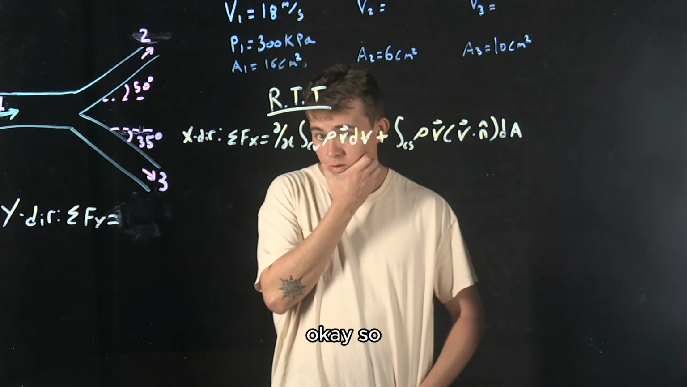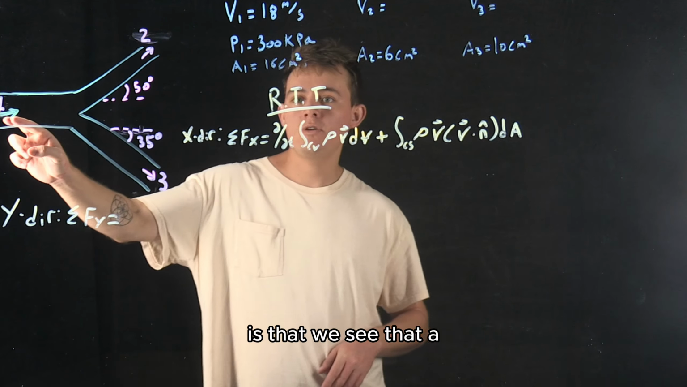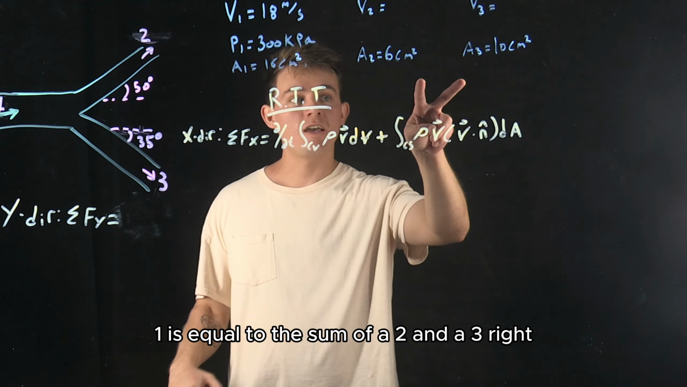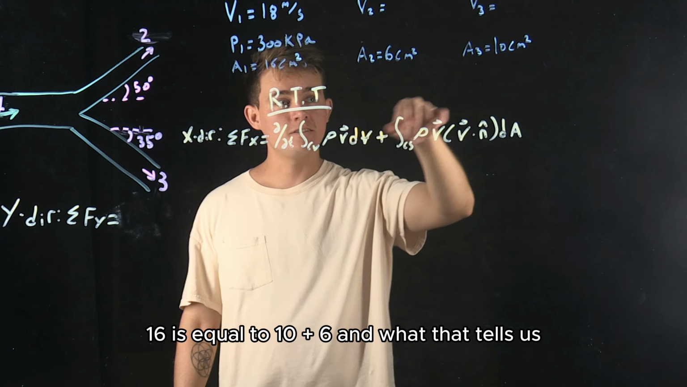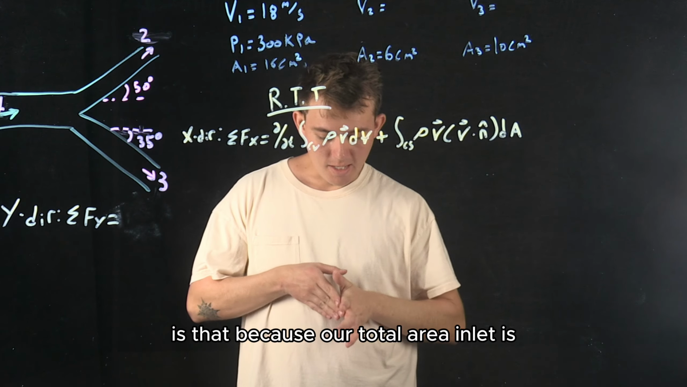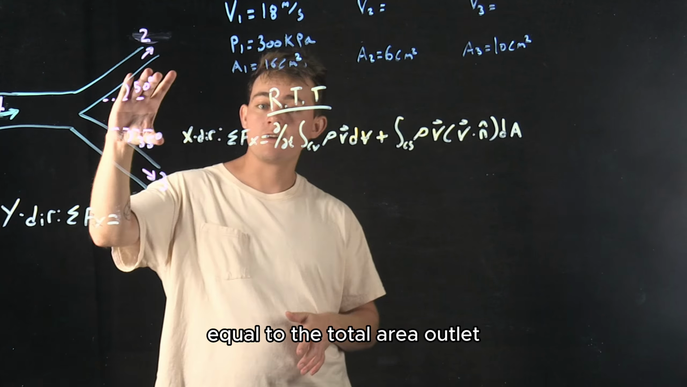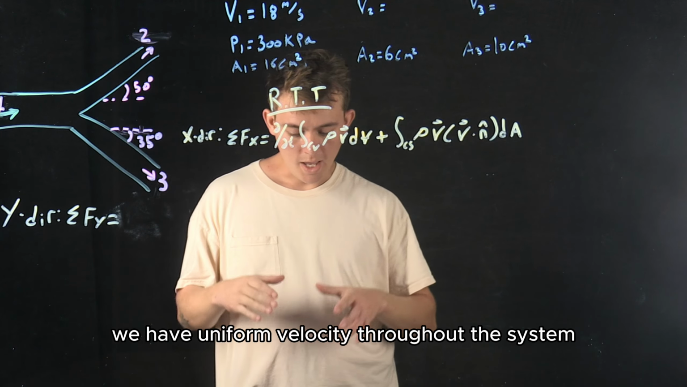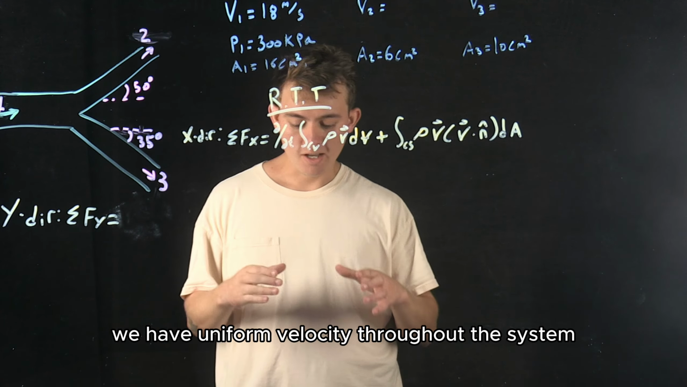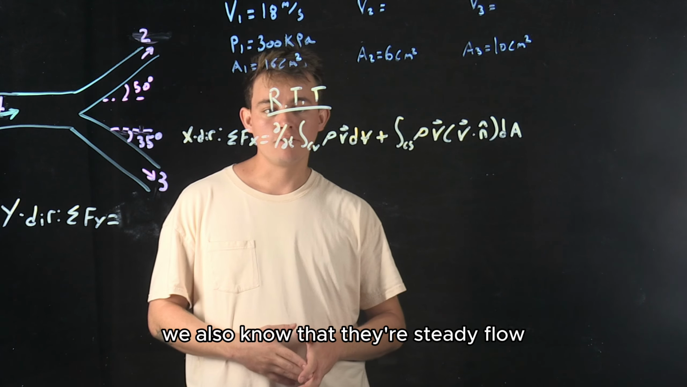Okay, so one big thing when we first look at this is that A1 is equal to the sum of A2 and A3, right? 16 is equal to 10 plus 6. And what that tells us is that because our total area inlet is equal to the total area outlet, we have uniform velocity throughout the system. We also know that there's steady flow.